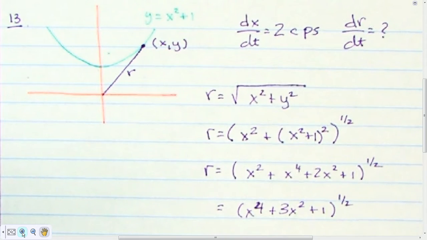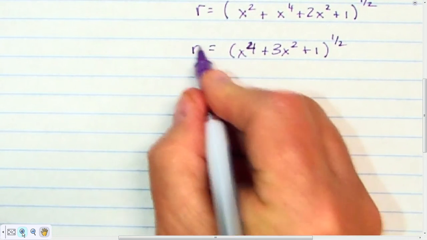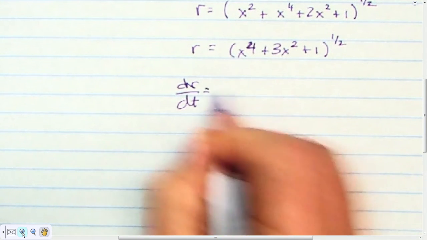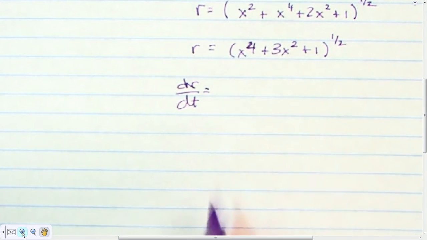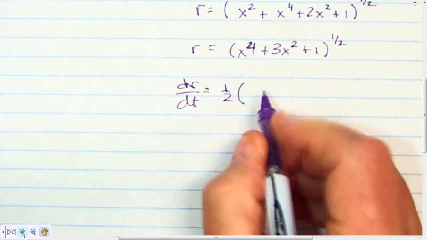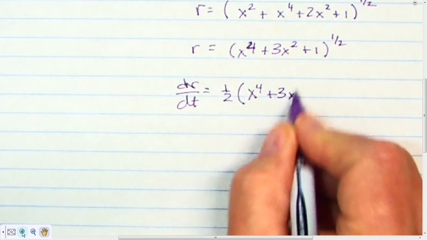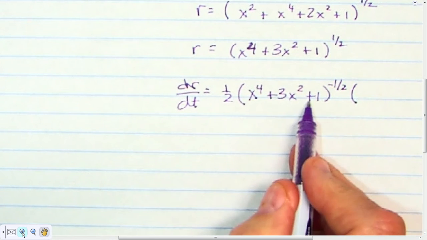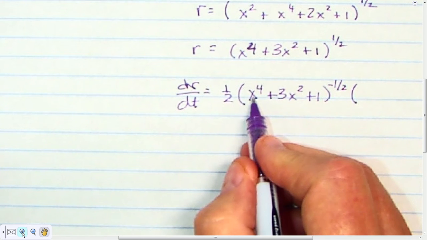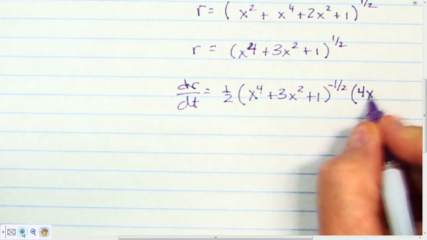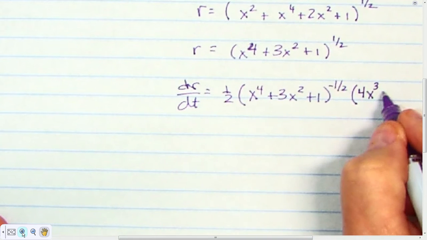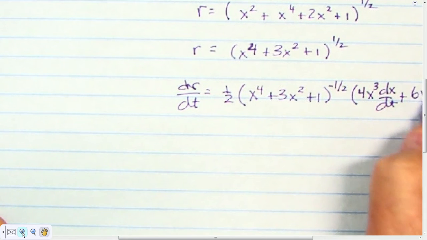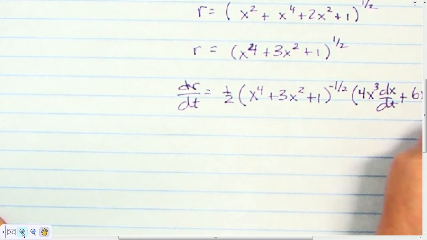Well, I want dr/dt, so I'm going to take the derivative of both sides with respect to t. dr/dt, and differentiating this, the outer function is the 1/2 power, so 1/2 using the power rule, (x to the 4th plus 3x squared plus 1) to the negative 1/2, and now I have to take the derivative of the inside. So the derivative of x to the 4th with respect to t is 4x cubed times dx/dt, plus 2 times 3, 6x dx/dt.